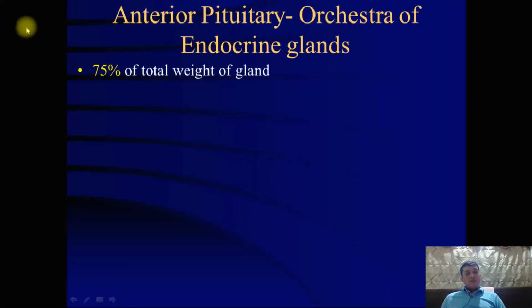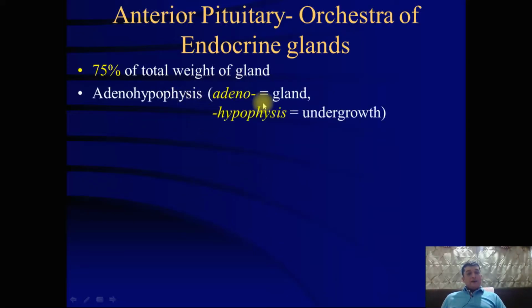So starting with the first one, the orchestra of the endocrine gland, what you call the master gland, right? Definitely the pituitary is the master of masters. In a comic sense, this is the father, and the hypothalamus is the father of the father, fine. This is because it is controlling all the endocrine glands, that's why it is called the orchestra of endocrine glands. It is 75% of the total weight of the gland, and adeno refers to the glandular part, which you discussed, and hypophysis refers to undergrowth. So that is pituitary, right?